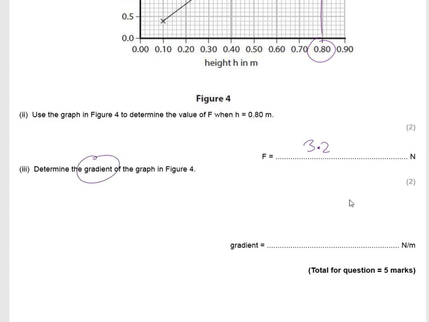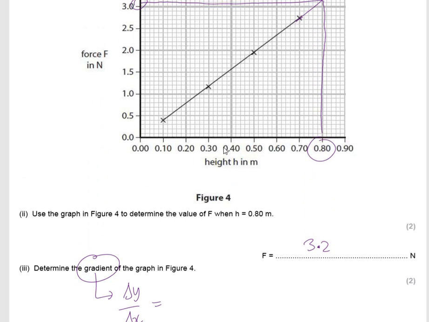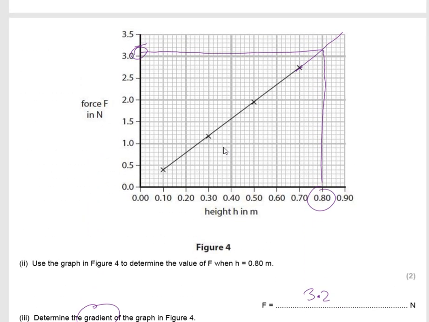Now work out the gradient of the graph. Remember how to work out the gradient: change in y over change in x. So I need to pick two values, any values that are easy to read. I'm going to pick my first value here, which is the one I've taken, and then take another value which is easy to read. So I have my triangle from here. This is my change in y, and this is my change in x.